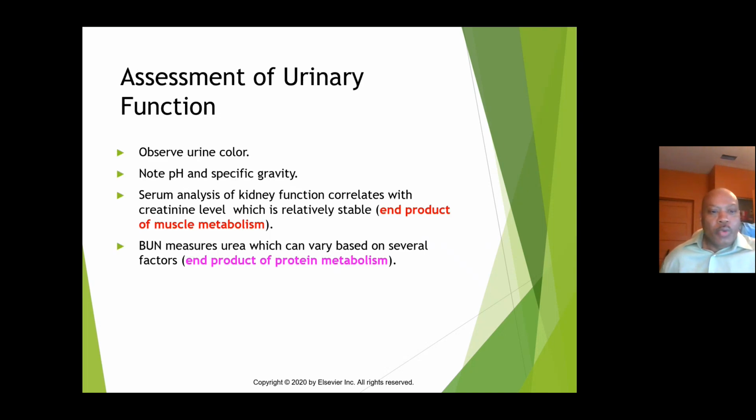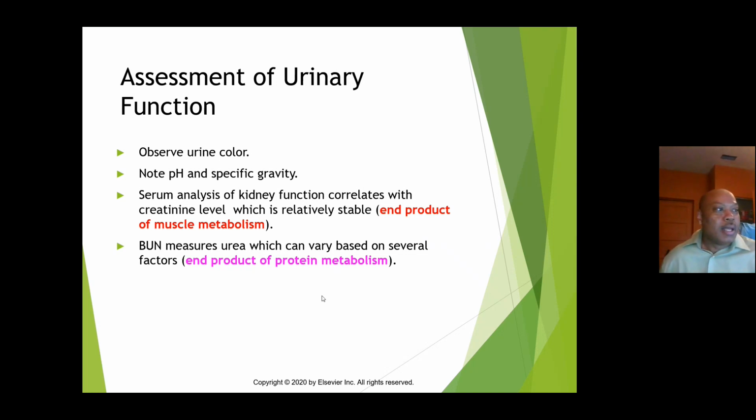All right, and now we are looking at, kind of got behind on this, we're doing an assessment of the urinary function. We are looking at the color of the urine. Also, what is the pH and the specific gravity? How concentrated, in other words, is the urine?